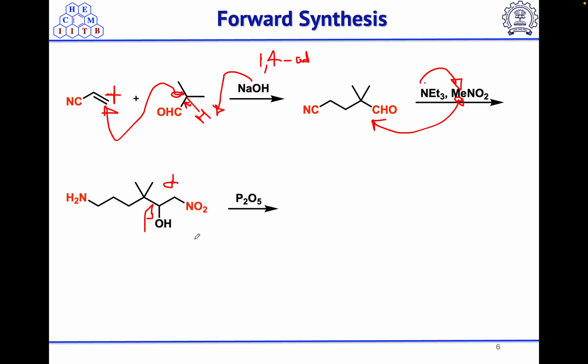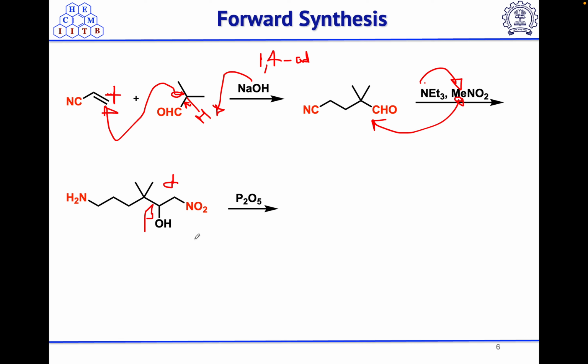Now for the next step I have written the reagent P2O5. Okay, so what is P2O5? Phosphorus pentoxide. What is the role of P2O5? If you know, then it's pretty easy for you to draw the next compound. Or if you don't know about the role of P2O5, I will give some hint. P2O5, phosphorus pentoxide, is a dehydrating agent.